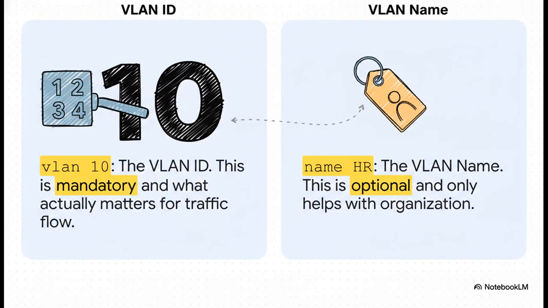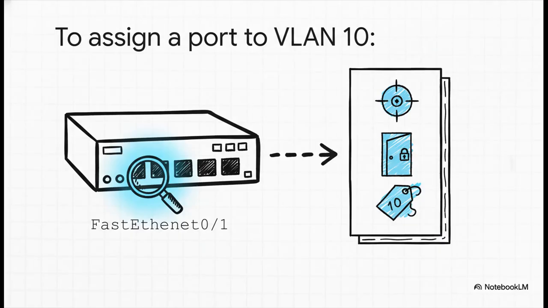Okay, this is a super important point. The VLAN ID, that number 10, is the part that's mandatory. That's what the switch actually uses to keep the traffic separate. The name, HR, that's totally optional. It's just a label for us, for the humans. The switch couldn't care less what you name it, but believe me, when you've got 50 VLANs, you'll be glad you named them.